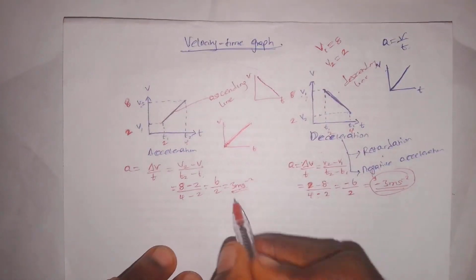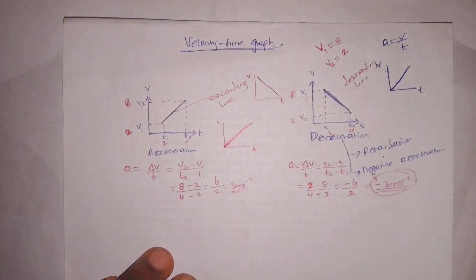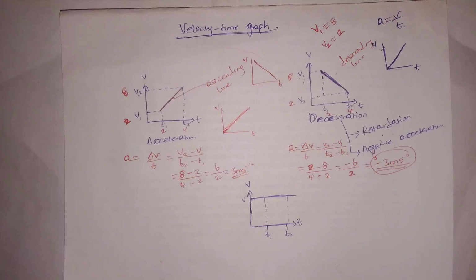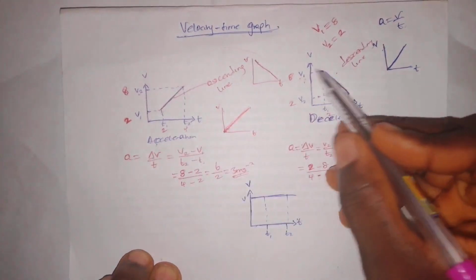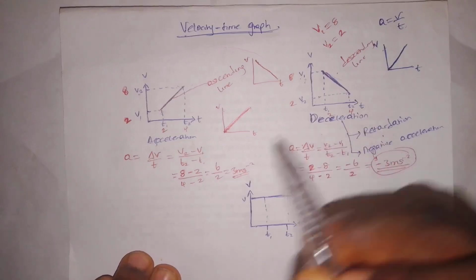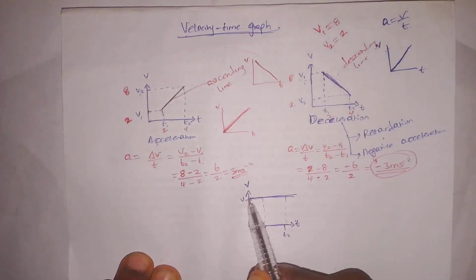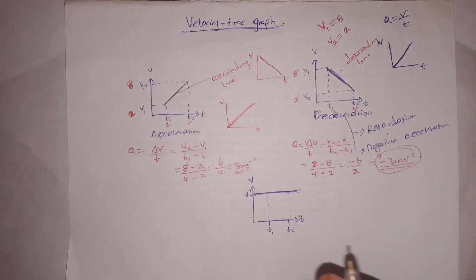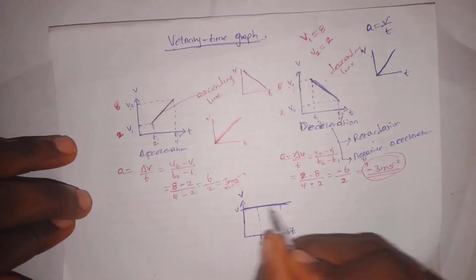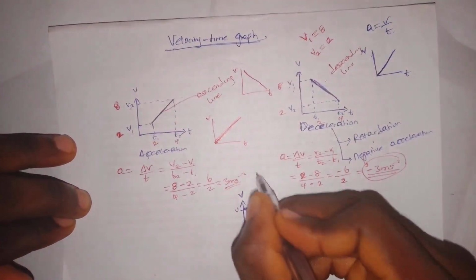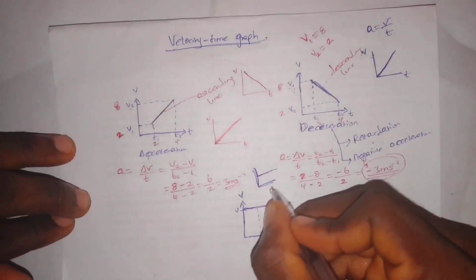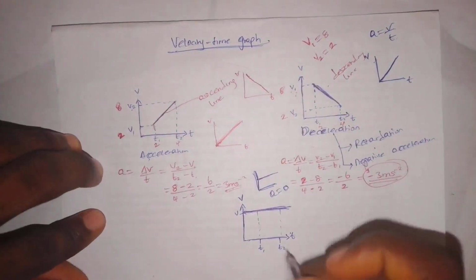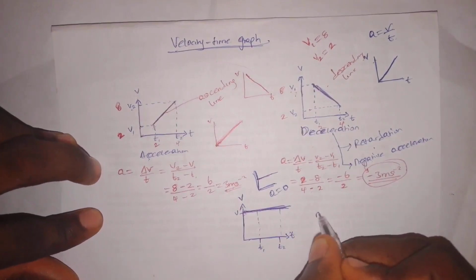Then before I forget, there's still one other one we should know. Remember, an ascending line shows acceleration, a descending line shows deceleration. Then a horizontal line shows uniform motion. Uniform motion means no acceleration. This horizontal line is also a JAMB question. If they give a horizontal line and ask where the acceleration of the body is, acceleration will be 0. A horizontal line shows no acceleration.